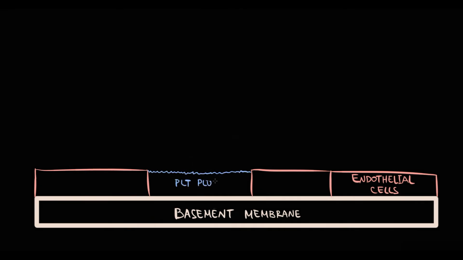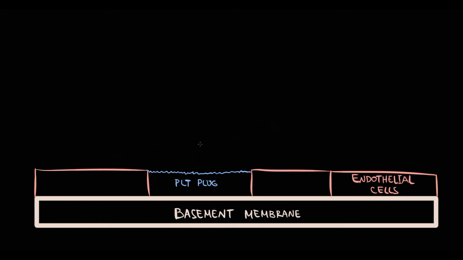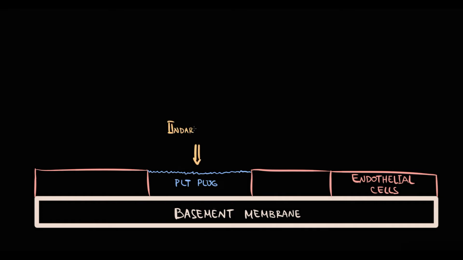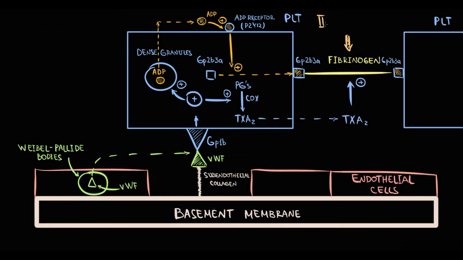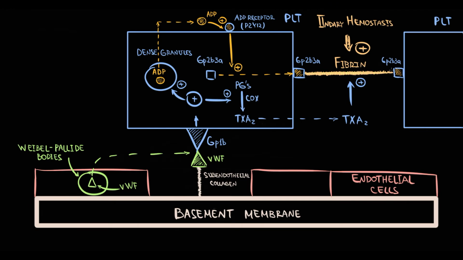But platelet plaque is weak, and to stabilize it, to make it formidable, we have secondary hemostasis. The function of the secondary hemostasis is to make from weak platelet plaque a formidable structure that's called thrombus, and the thing that makes this platelet plaque formidable is conversion of unstable fibrinogen into stable fibrin. Secondary hemostasis is provided by coagulation factors that form coagulation cascade.